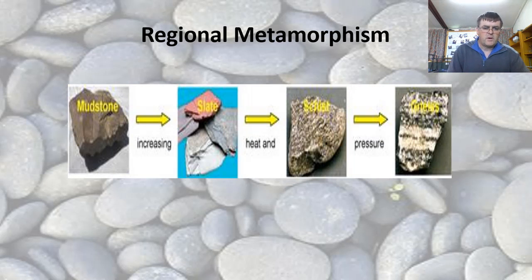So as we get increasing heat and pressure, mudstone becomes slate, slate will become schist, schist will become gneiss. That's not nice as in N-I-C-E, that's a nice as in G-N-E-I-S-S, gneiss. Okay. So increasing heat and pressure makes those kinds of rocks.